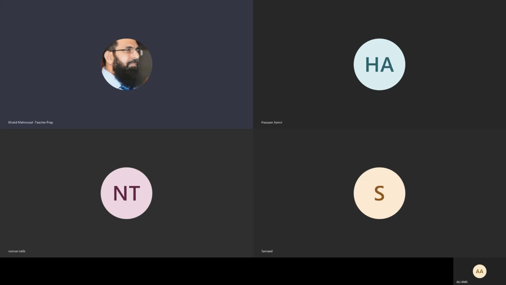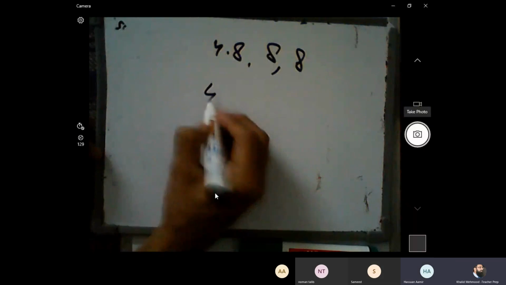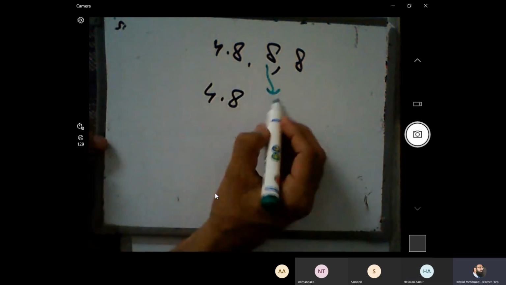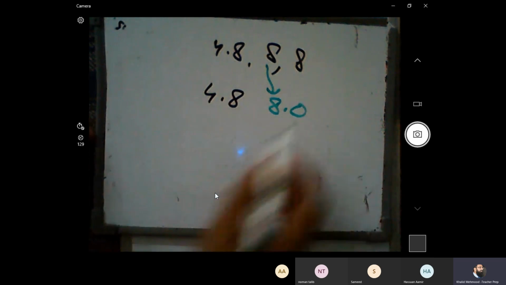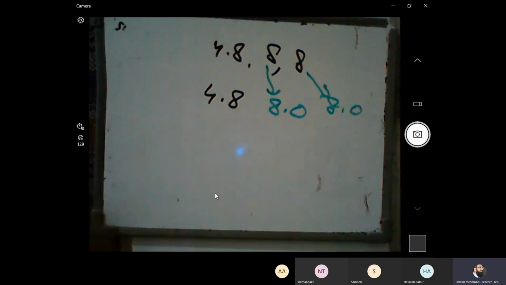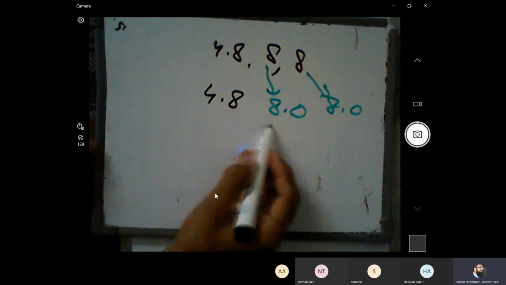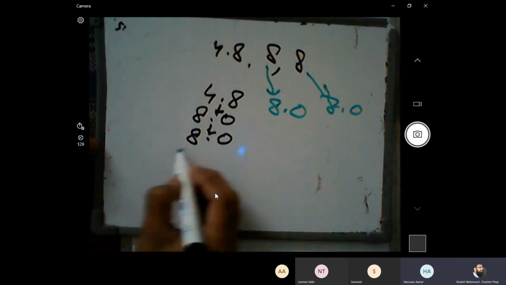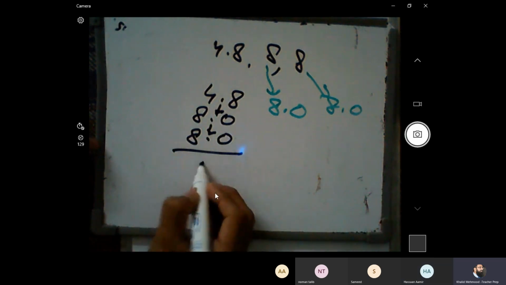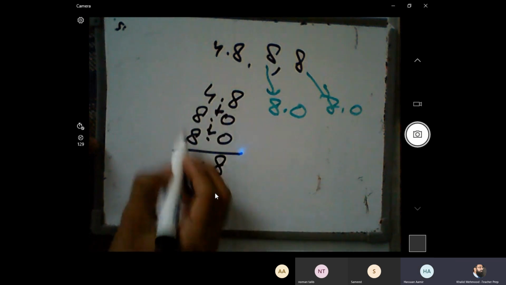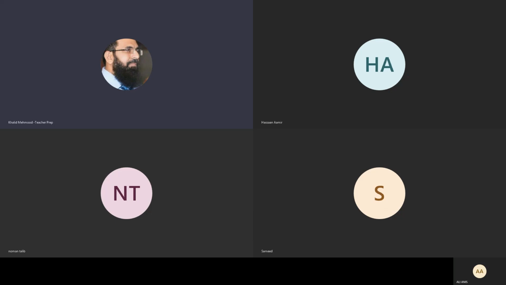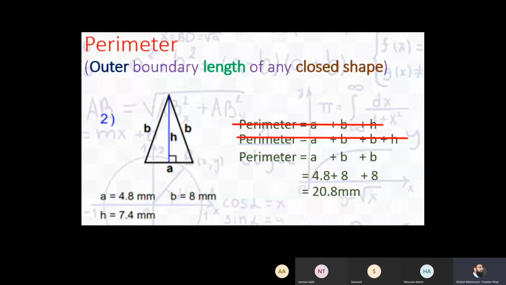We have the number 4.8, and the other number, if it is 8 with no decimal point, it means it is 8.0. Similarly, 8 means 8.0. So the other numbers are 8.0 and 8.0, with decimal under the decimal. Then we add: 8 plus 8 is 16, plus 4 is 20, so 20.8. Yes, well done. Like this we'll be doing the calculation. You must remember that in addition and subtraction, you must put decimal under the decimal.